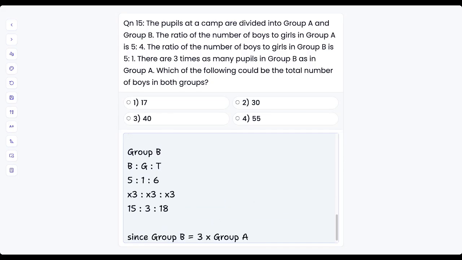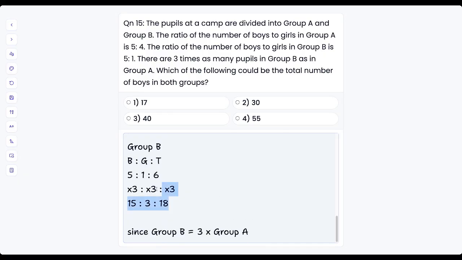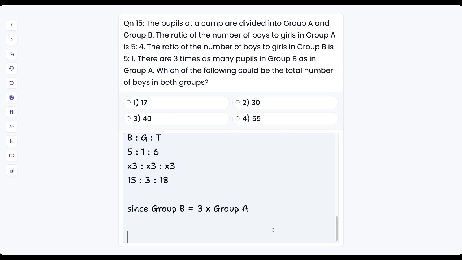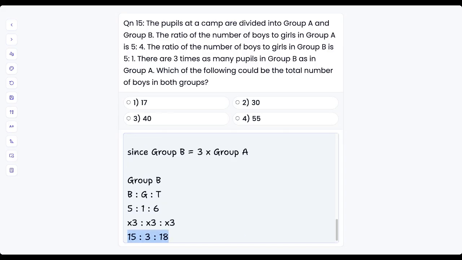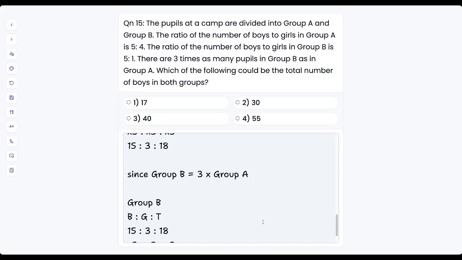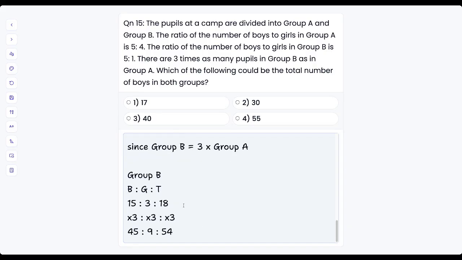Okay. And then since group B is equal to 3 times group A, so group B will then be times again, right? So we're going to times this again, right? Would that be 15 is to 9 is to, so no, 45, which is 44 in this case over here. All right, 54, sorry, 54. Okay, so now we have the final ratio.